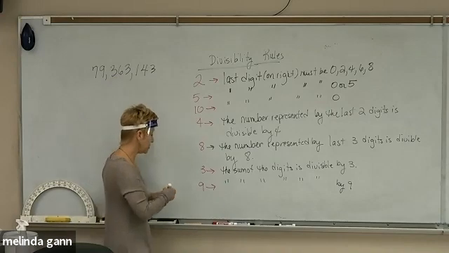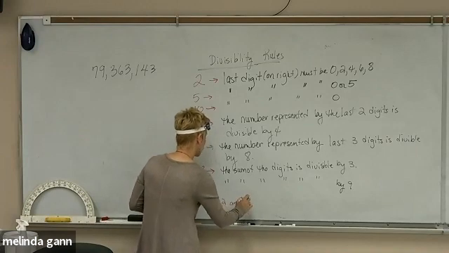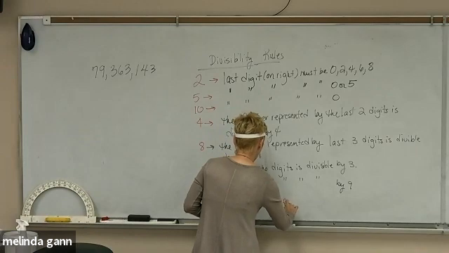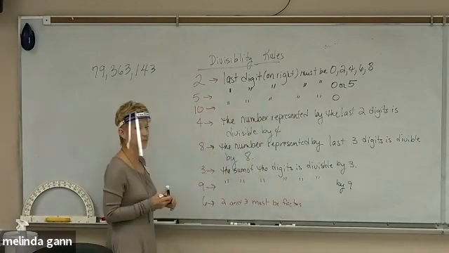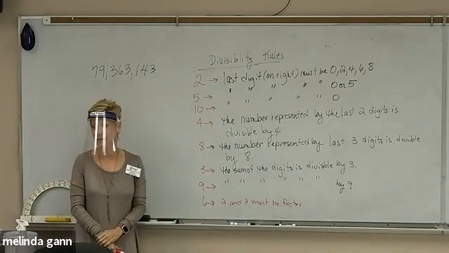And then the way you check for 6, 2 and 3 must be factors. So both of them have to work. If both of them works, 6 works. If one of them or both of them don't work, 6 doesn't work.